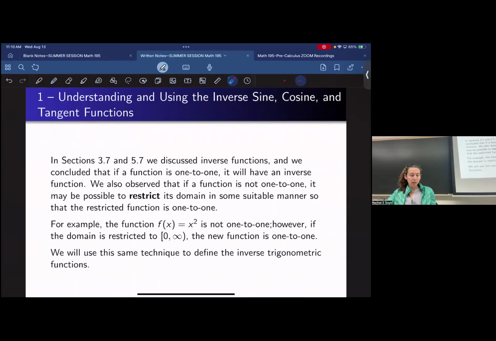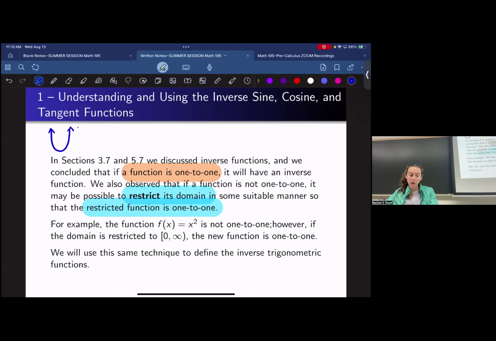At this point in the curriculum, we have a very good understanding of inverse functions. The biggest thing, if you don't already know this at this point, is knowing that you can only find the inverse of a function if it's one-to-one. And if it's not one-to-one, what we can do is manipulate the function by restricting its domain so that it is one-to-one.